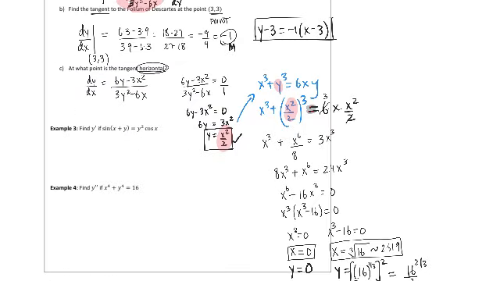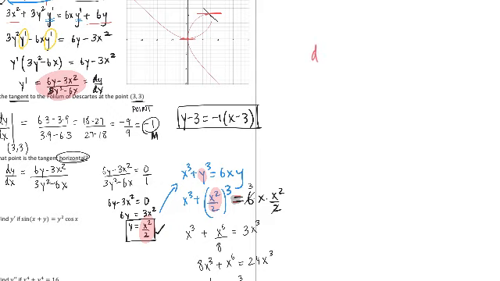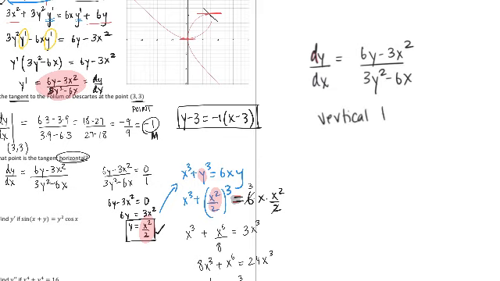Okay, let's talk about vertical tangent lines. A vertical tangent line means the dy/dx equation has to be infinite, basically. So you write your dy/dx equation, (6y minus 3x squared) over (3y squared minus 6x). If you want a vertical tangent line, the denominator has to be 0.